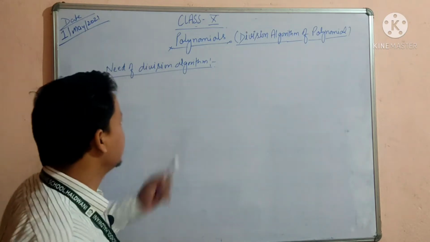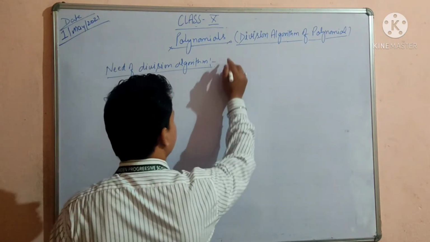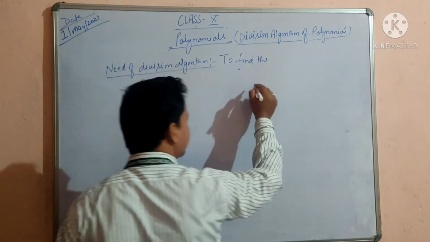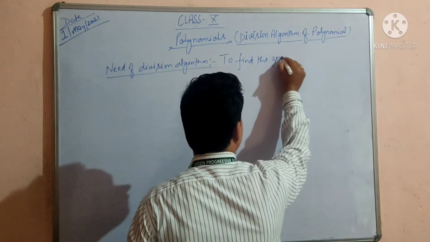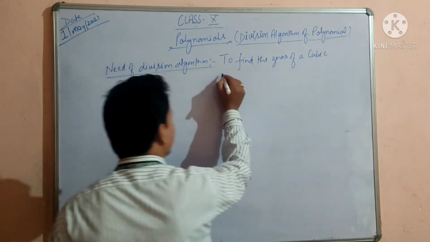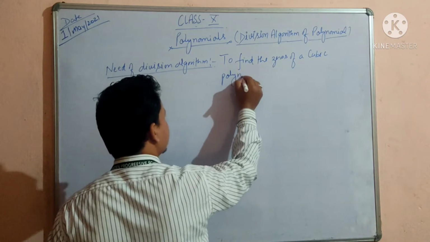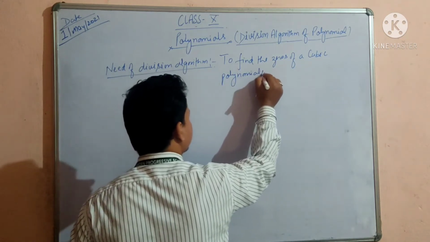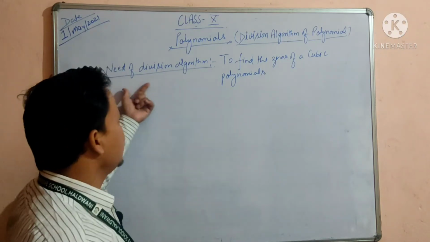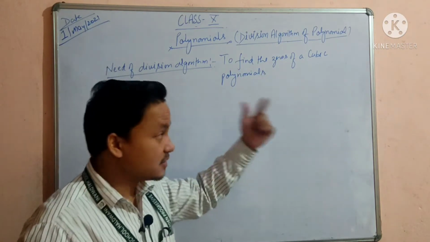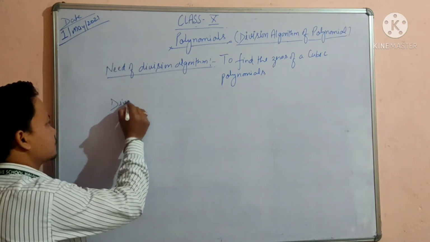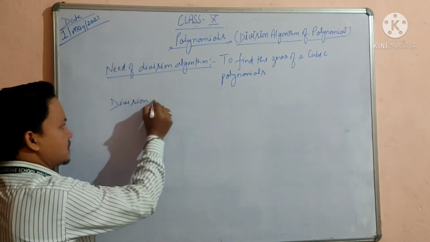So basically what is the need? The need of the division algorithm is to find the zeros of a cubic polynomial. To find the zeros of a cubic polynomial, we need the division algorithm. Now I am talking about what the division algorithm is.